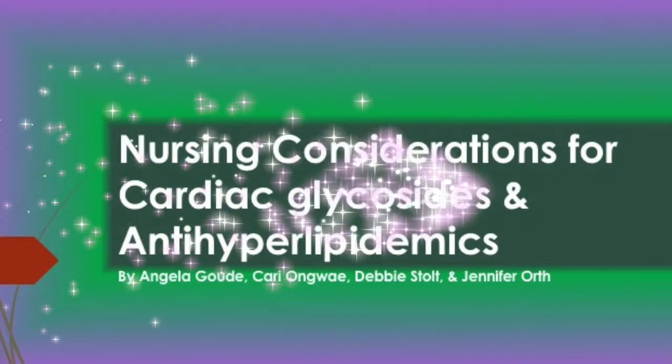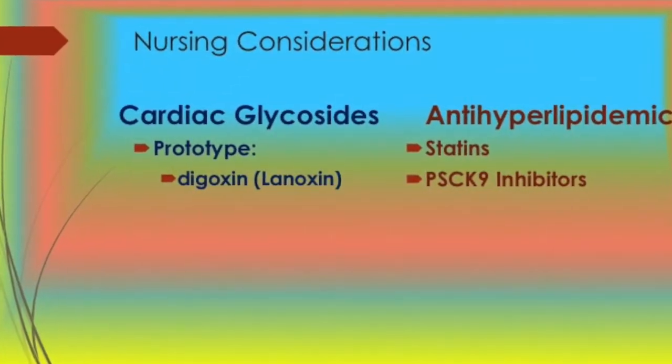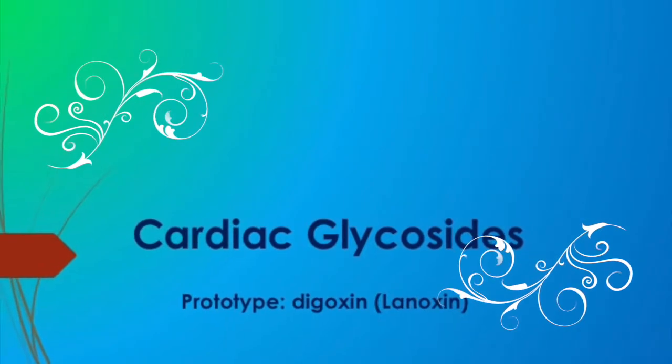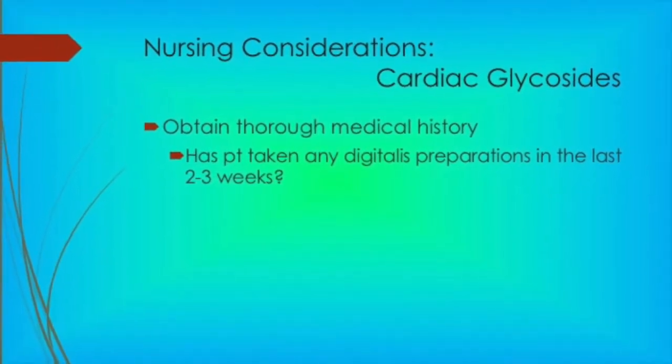Let us discuss nursing considerations for cardiac glycosides and antihyperlipidemics. With the cardiac glycosides, that's going to include the digoxin, and antihyperlipidemics is those statins and PCSK9 inhibitors. With digoxin, it's a pregnancy category C. Obtain a thorough medical history. Has the patient had any digitalis preparations in the last 2 weeks?